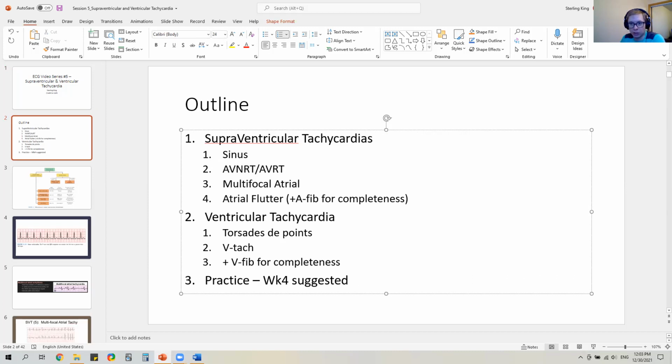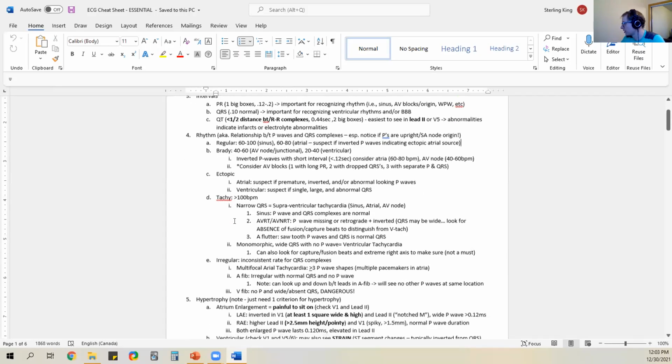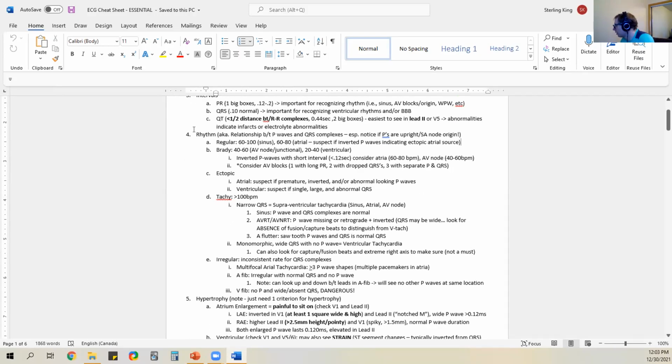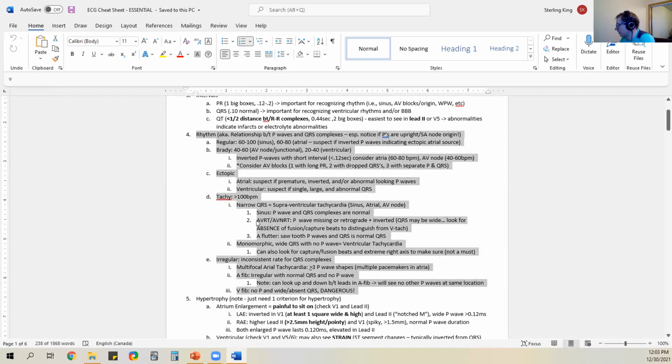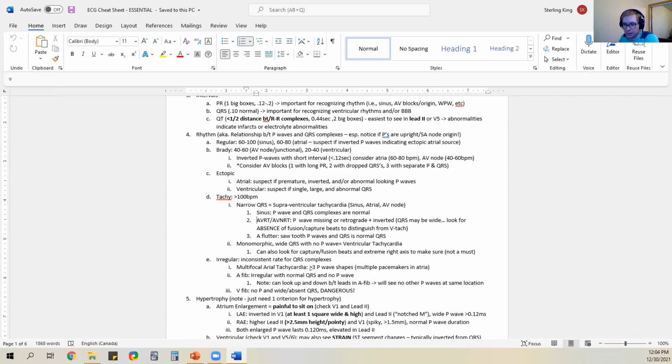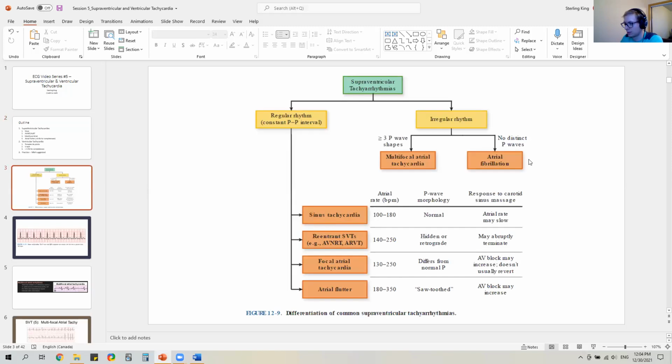So just to show you briefly on this cheat sheet where we're going to be looking today. So we are going to be focusing on this rhythm part. So it's going to be this whole section, and yeah, so we'll be working through it, and then we'll do practice cases at the end. And of course, feel free to jump to the practice cases if you just want to see how you apply the information.